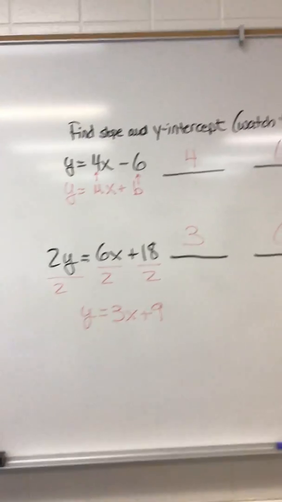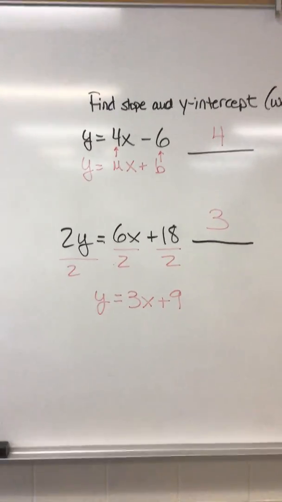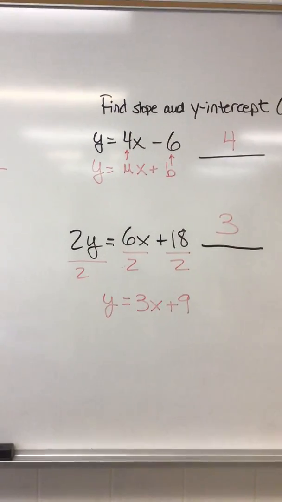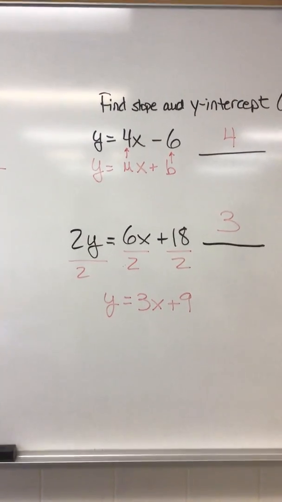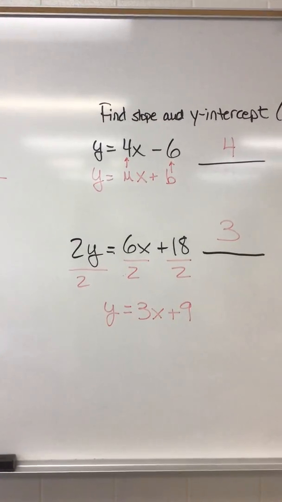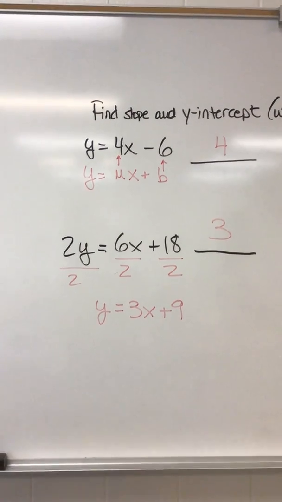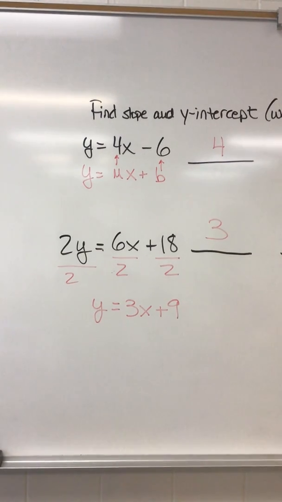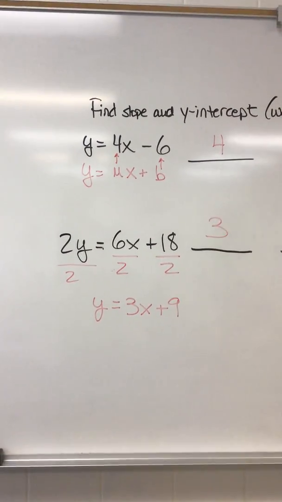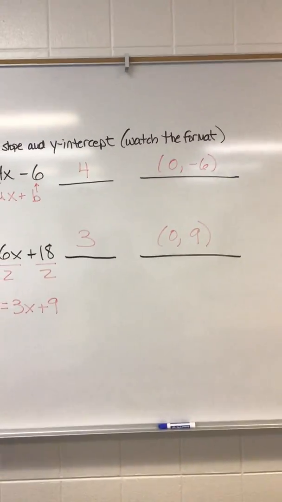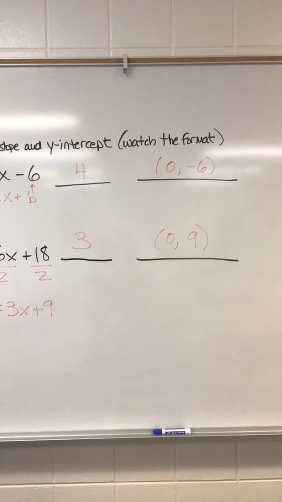The second equation was almost ready to read. Remember, we can't read it unless it's y equals mx plus b. This has a coefficient of 2 on my y, so I have to divide every term by 2. And then I have y equals 3x plus 9. Now I can read my m, which is 3, or 3 over 1, and my b. My b is 9, which makes my y-intercept 0, 9. All right, next problems.